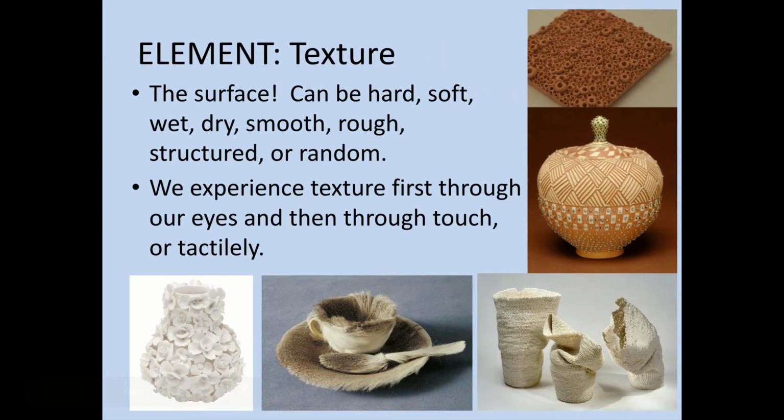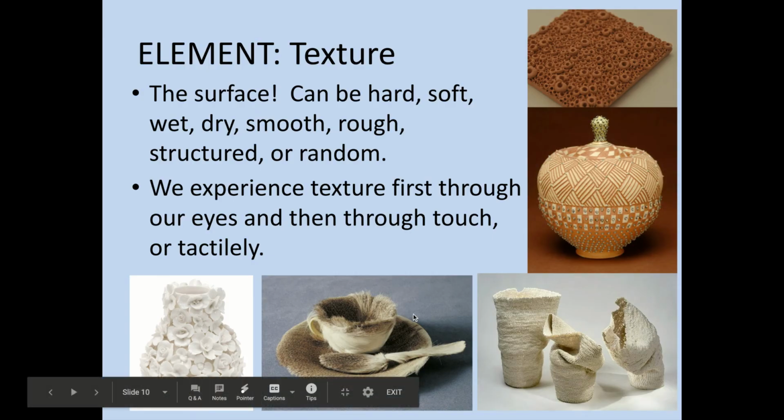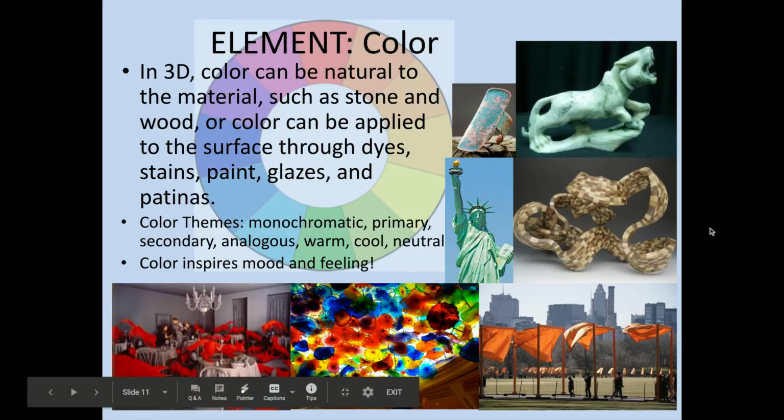Texture. So texture, we perceive it through sight first, but then with 3D art, you can actually go up and touch it. So texture is that experience of touch and what we perceive with our hands. If it was a dark room, you could kind of tell what things felt like, and some things are deceiving. So like this is a little teacup covered in rabbit fur. And this one, although it looks like it's made out of fabric, is actually made out of clay. So that plays a trick on the eye. But just know it has to do with that sense of touch, that tactile sensation.